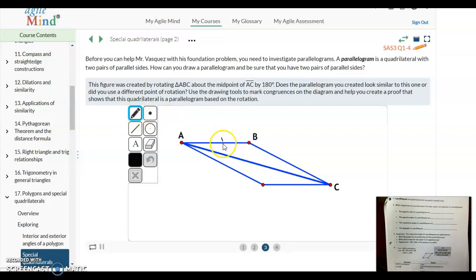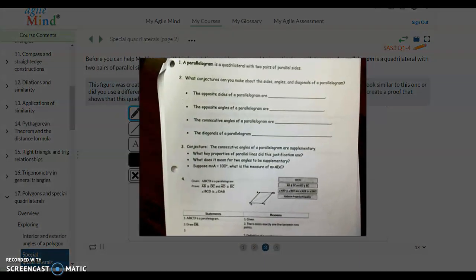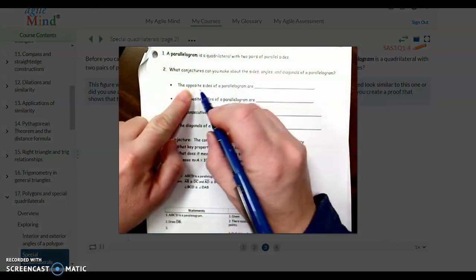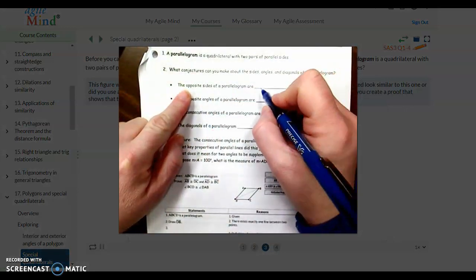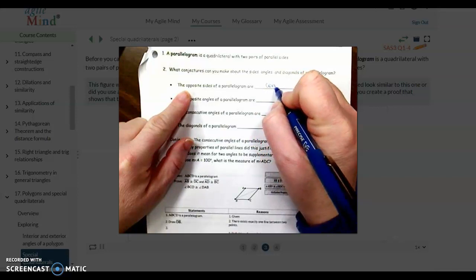Well, I can mark these opposite sides as being congruent because remember, I rotated this side 180 degrees and it became this side right here. And likewise, this side rotated to make this one. So these opposite sides are also congruent. So that's the first property that you should have marked. The opposite sides of a parallelogram are congruent.